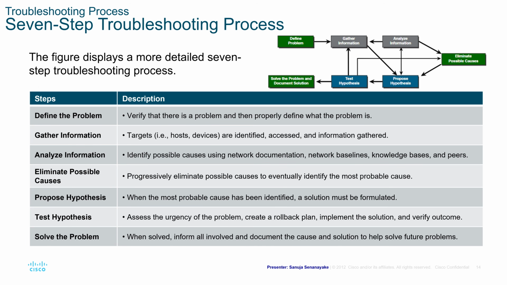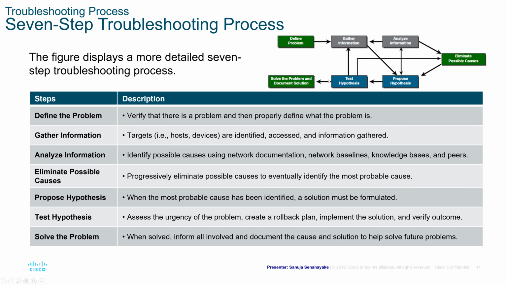7-step troubleshooting process. On the right hand side, this figure displays a more detailed 7-step troubleshooting process as opposed to the one that we were just looking at previously. In here, we start at this part where we define the problem. So we're going to verify that there is a problem and then properly define what exactly the problem is. That shows that you have an understanding of the exact problem that we are facing. Then we're going to gather information. So targets, for example, the host and devices, are identified, accessed, and information is gathered in that stage.